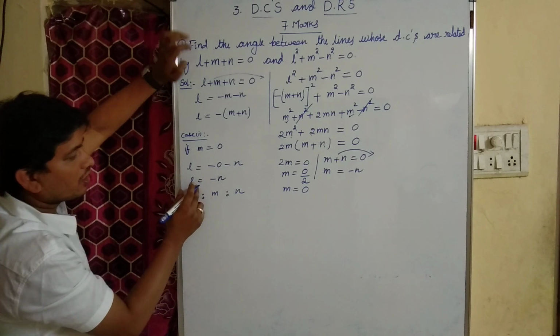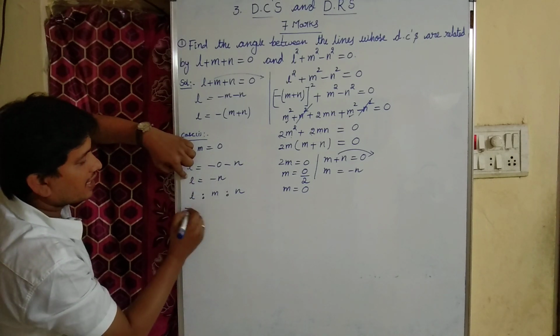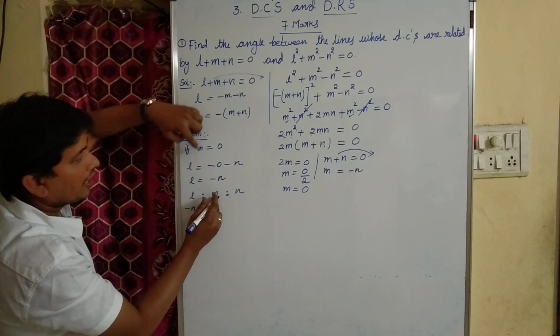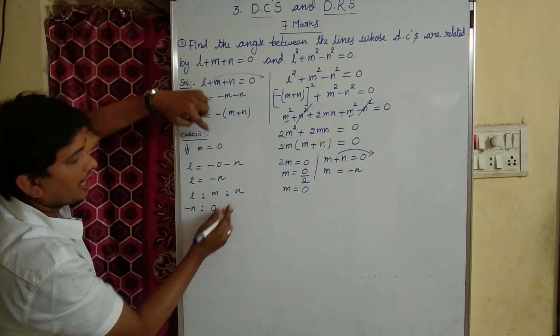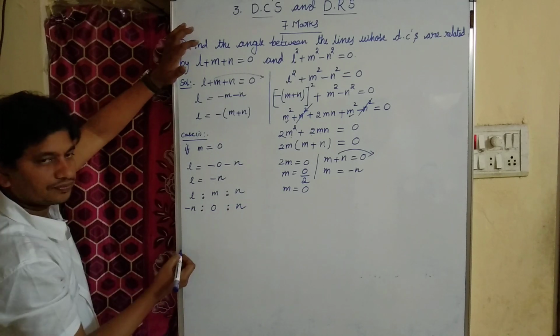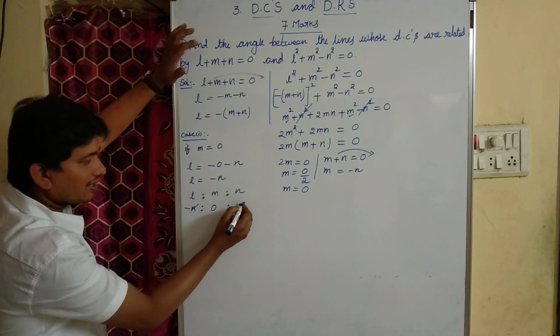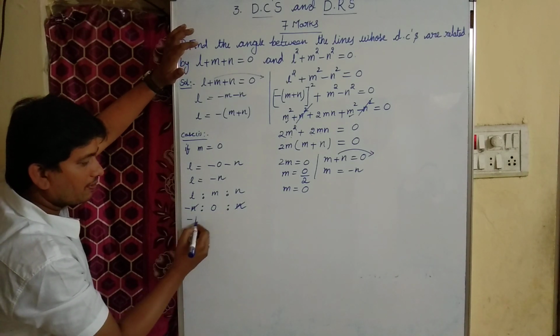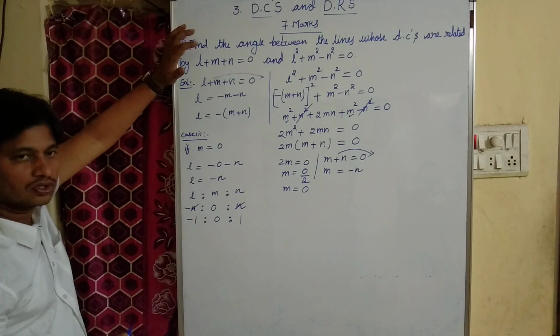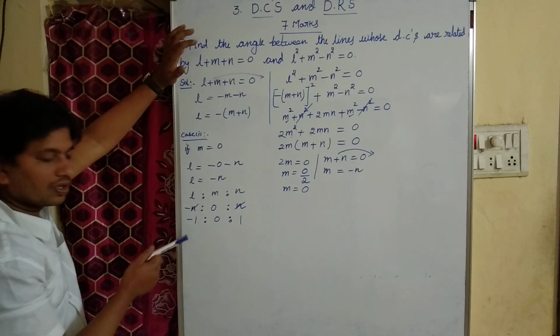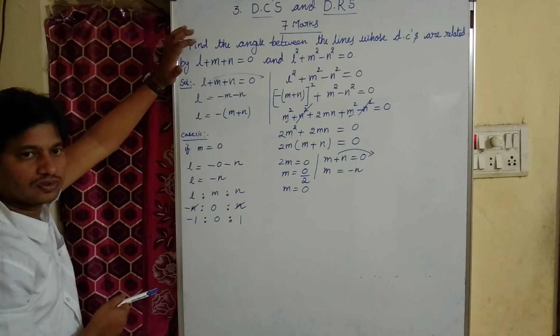Let us find the ratio of L is to M is to N. The value of L we got is minus N, the M value is 0, and the N value let it be N only. As N gets cancelled, we get 1 is to 0 is to 1, so these are our DRs.